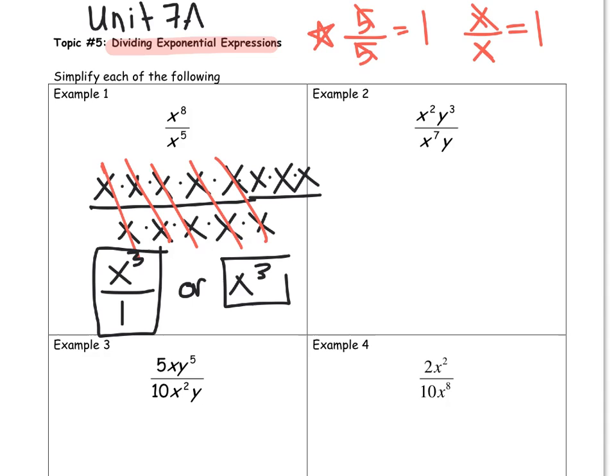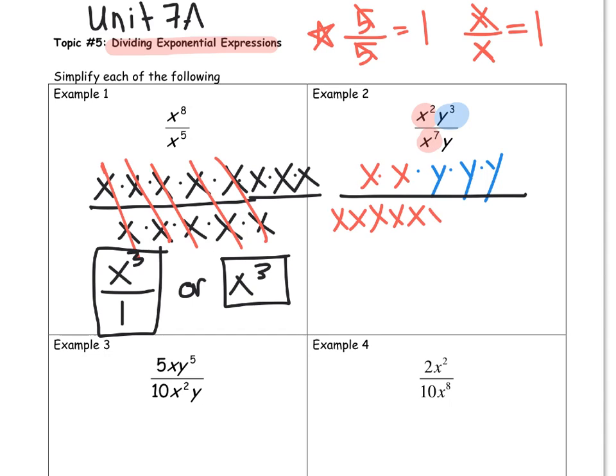All right, next problem. I have a couple things to expand. So first I'm going to expand my x's, then I'm going to expand my y's. So my x's are x times x, my y's are y, y, y. I have a fraction bar. I'm going to do my x's again. I have 7 of them. 1, 2, 3, 4, 5, 6, 7. My y's, I have only 1.